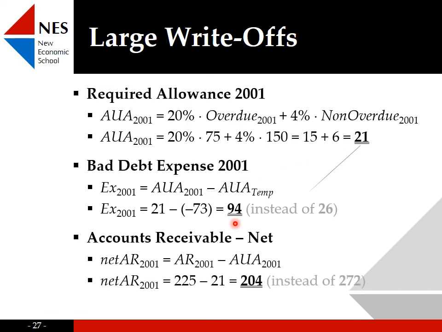So what will actually be the net level of receivables at the end of 2001? Well, it will be the difference between the gross amount and the net amount. The gross amount we have computed on the previous slide, that's the 225, and the allowance is 21, because that is what is required by this bad debt policy applied to the 225, which is the new level of gross receivables.